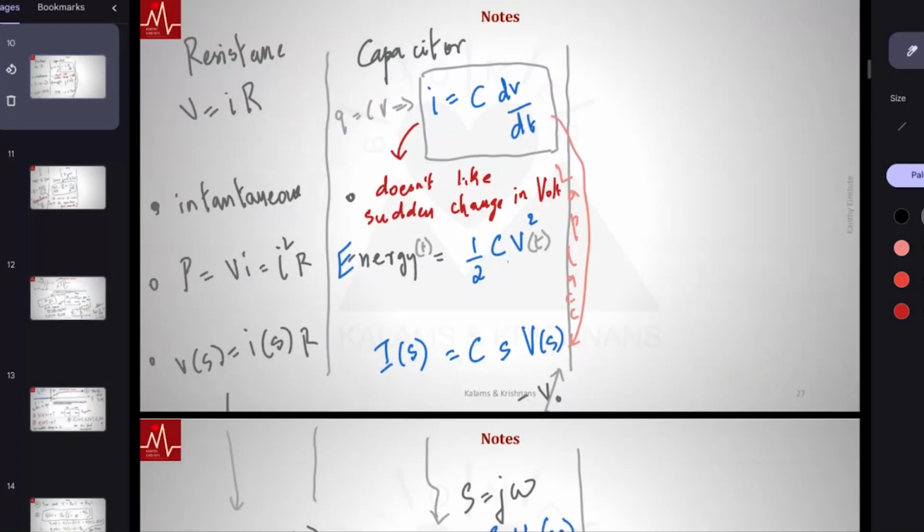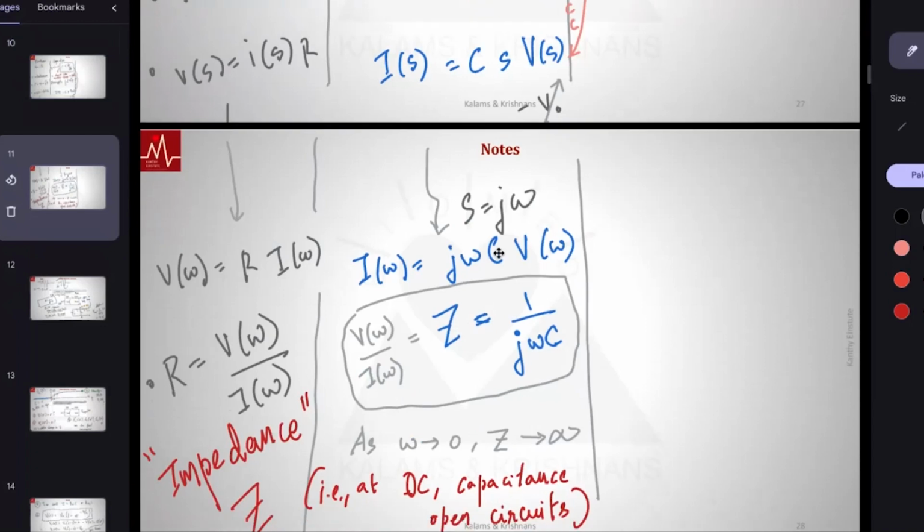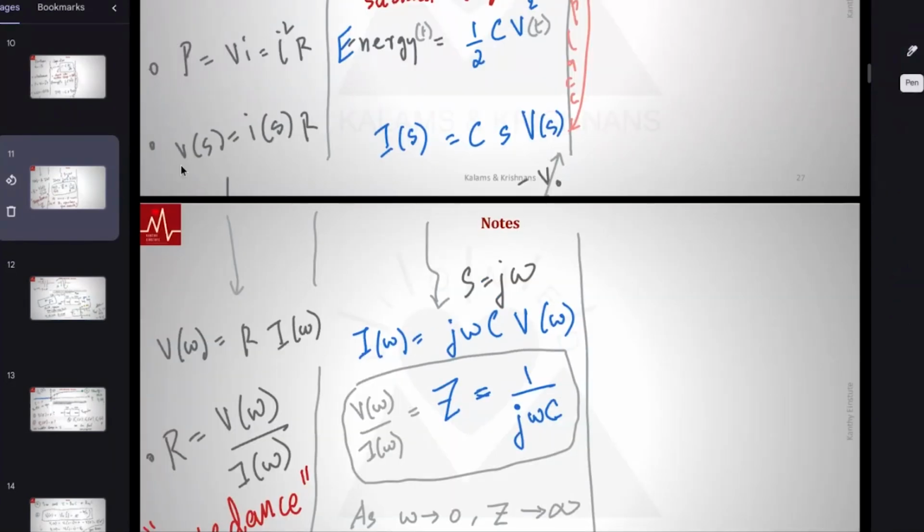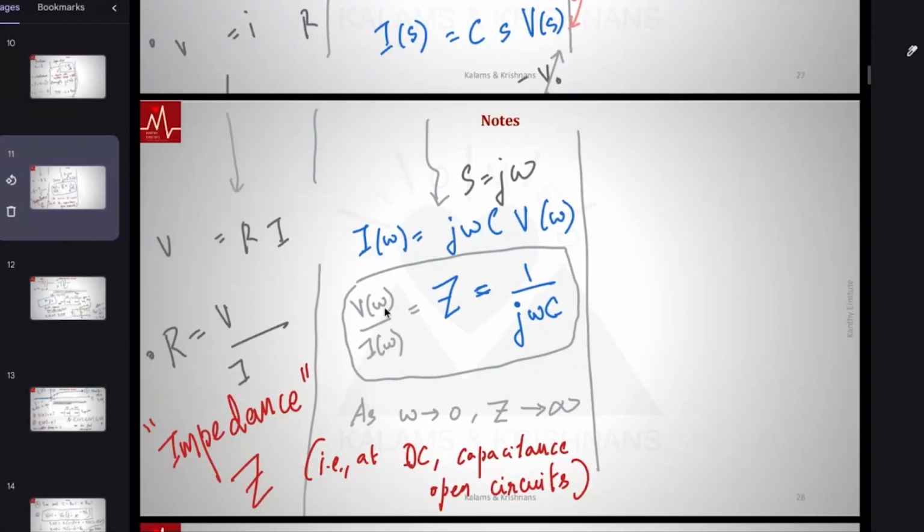So energy is half C V square. Most of you know that. Some Laplace transform, Fourier transform. Okay. Impedance is the ratio of voltage and current, which technically in this case is a constant. It's not a function of frequency, not a function of s. This is V of omega by I of omega. Voltage and current both are functions of frequency, right? In an AC circuit, this ratio is defined as impedance. That happens to be 1 by j omega c. Most of you know that.